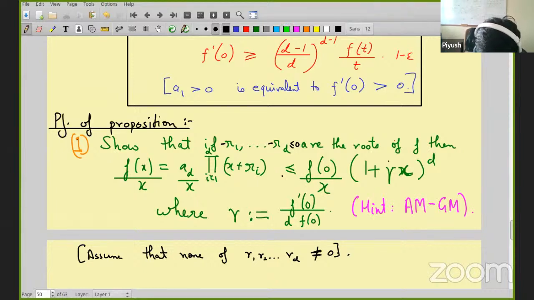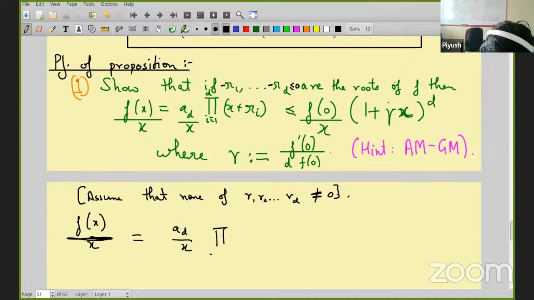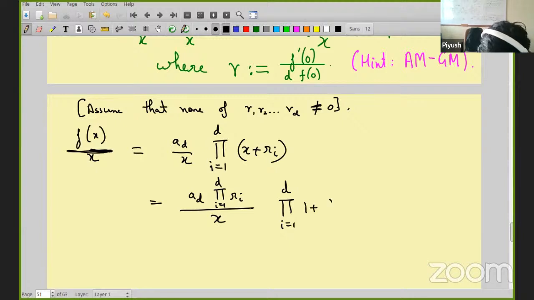And then I want to claim that this is actually less than this. So let's just see that. So this is just a_d over x times the product of (x plus r_i), which is equal to a_d times the product over i from 1 to d of r_i, over x, times the product over i from 1 to d of (1 plus x over r_i). But what is a_d times the product of r_i for i equals 1 to d? It's the constant term of f(x), right? So it is exactly equal to f(0).